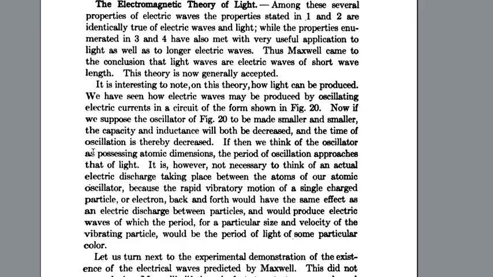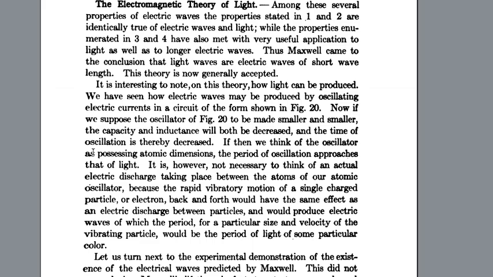It is interesting to note on this theory how light can be produced. We have seen how electric waves may be produced by oscillating electric currents in a circuit of the form shown in Fig 20. Now, if we suppose the oscillator of Fig 20 to be made smaller and smaller, the capacity and inductance will both be decreased, and the time of oscillation is thereby decreased. If then we think of the oscillator as possessing atomic dimensions, the period of oscillation approaches that of light.